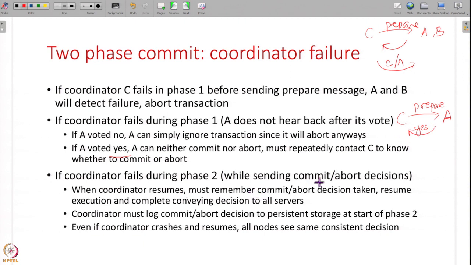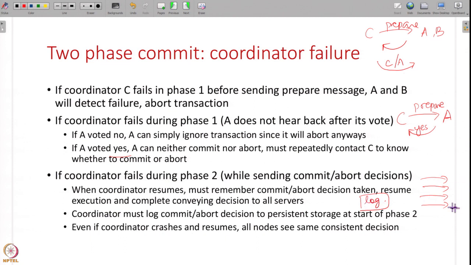Okay. Now, what if something has happened in phase 2: people voted yes or no, the coordinator has made a decision, commit or abort, and in the middle of sending those commit or abort decisions the coordinator has failed. Then what? The coordinator should of course do some logging. Before starting to send out these commit or abort messages, the coordinator should write down the decision somewhere in a log. These were the votes, I decided to commit or I decided to abort. The coordinator should write that decision down in a persistent log and then start sending the messages to all the nodes. Why? Because if it crashes, it has to remember what decision was taken and continue.